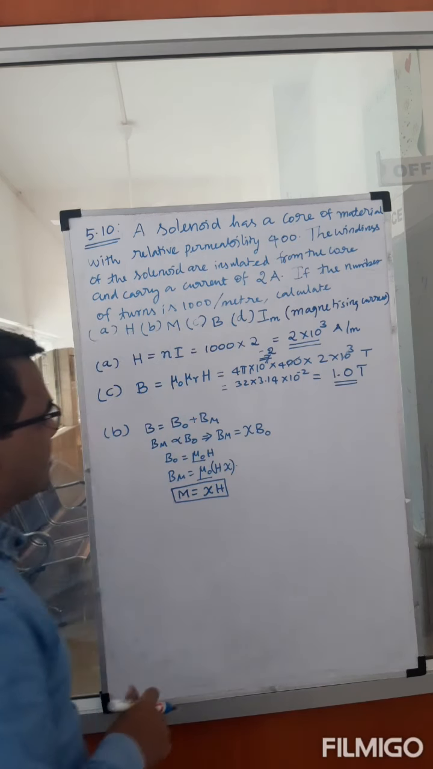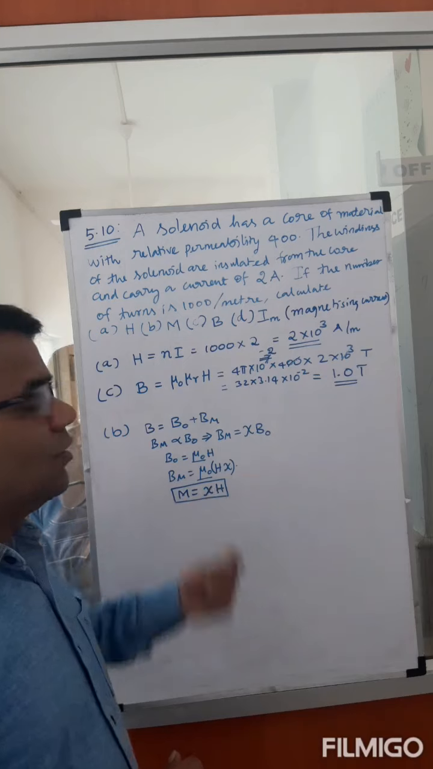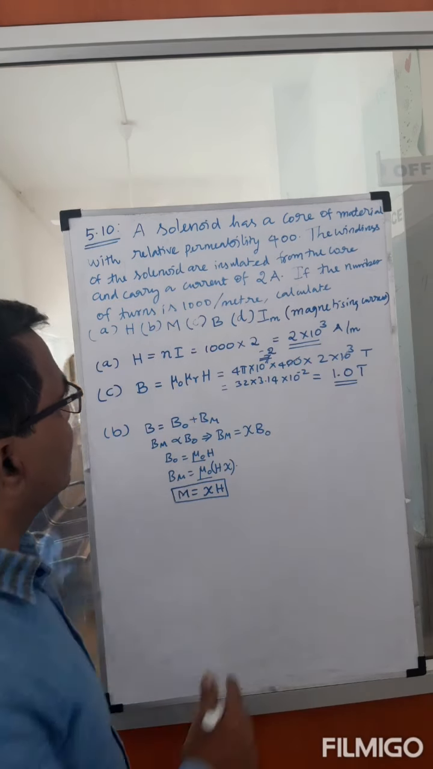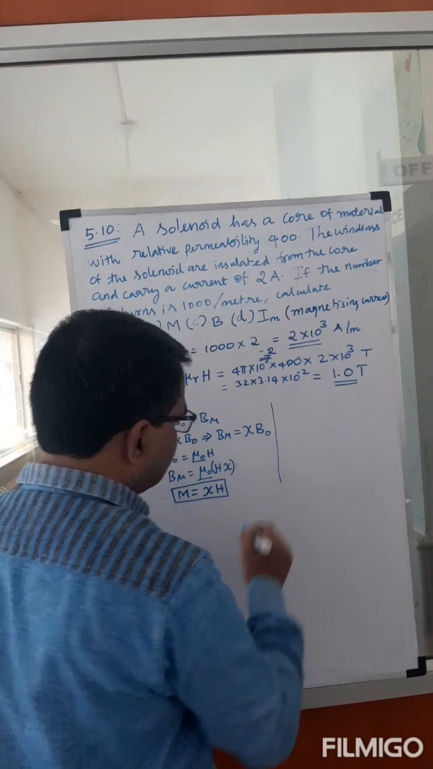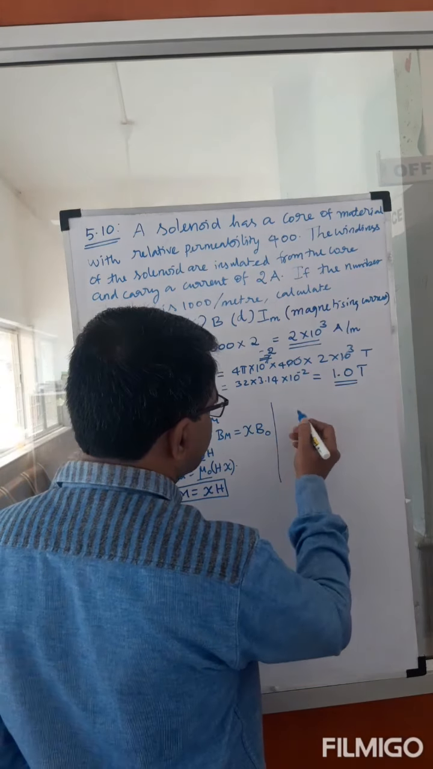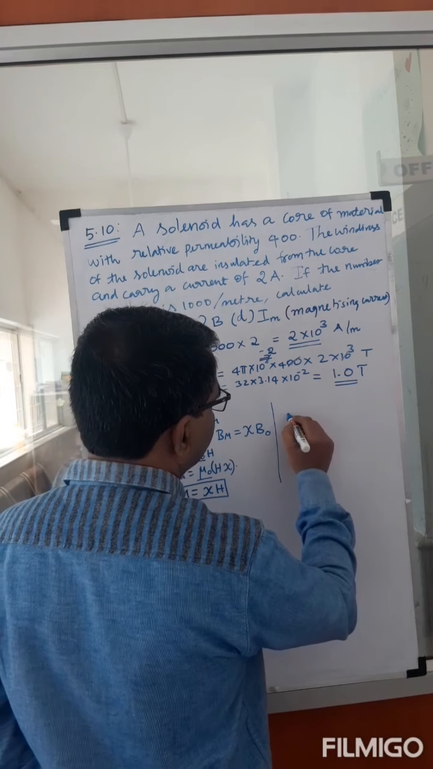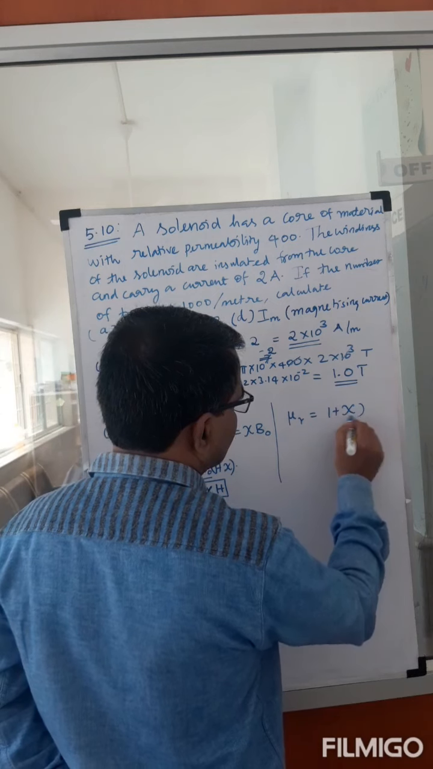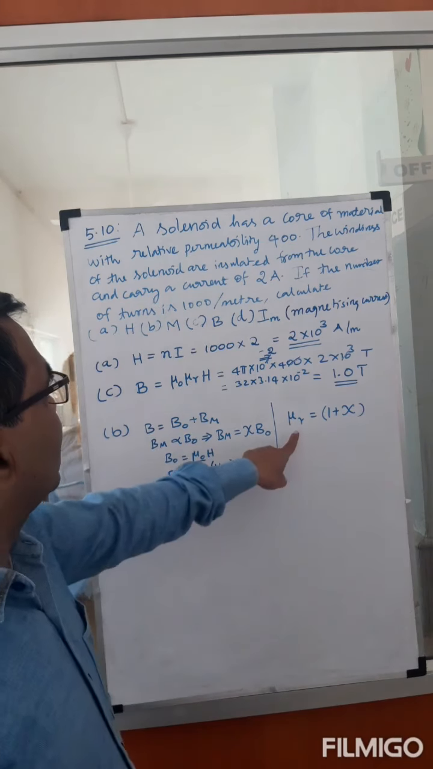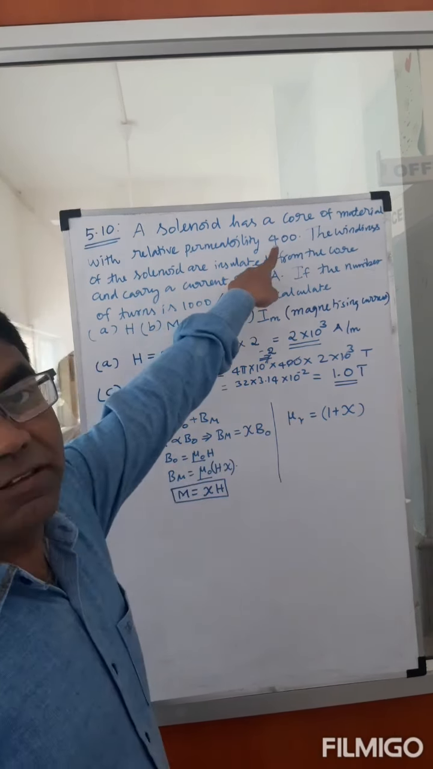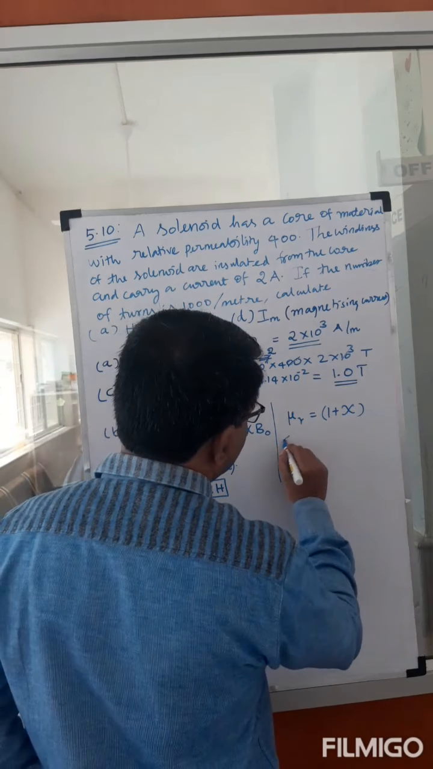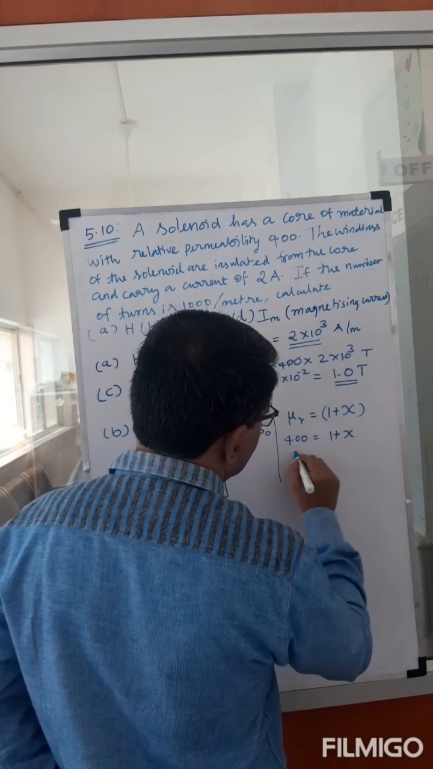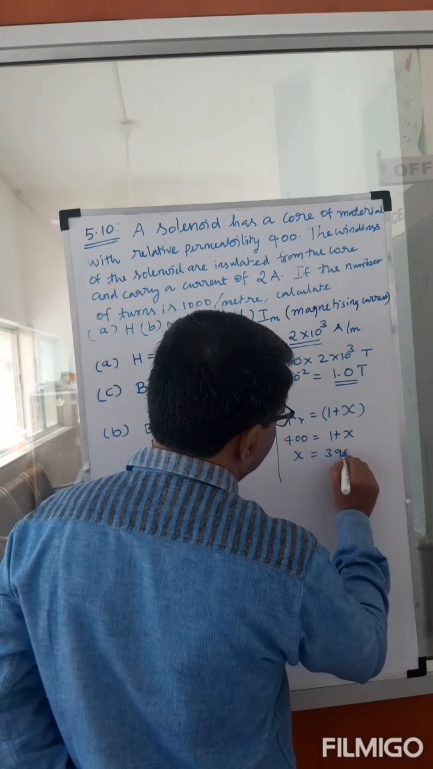So you say M is equal to Xi into H from this. But what is Xi? The susceptibility that comes from the relative permeability. What do you know about relative permeability? The relative permeability is this: mu r is equal to 1 plus Xi, and mu r is given as 400 here. So I have 400 equal to 1 plus Xi. So Xi is 399.